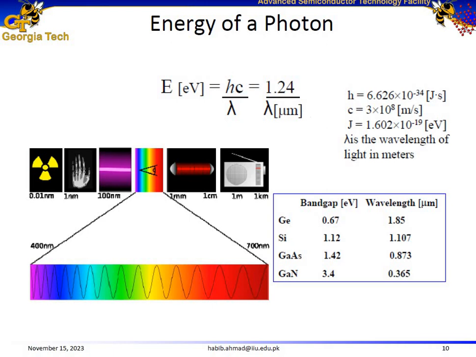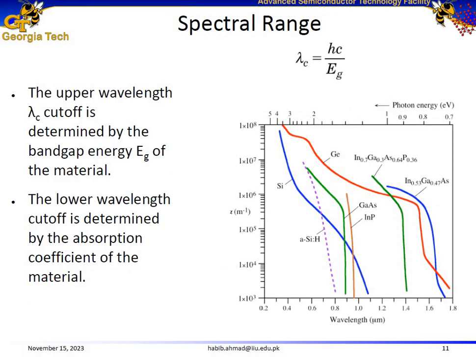There is also a lower cutoff wavelength for solar cells and photodetectors. The lower cutoff wavelength can be determined using absorption coefficient. Now here is absorption coefficient on the vertical axis plotted versus wavelength for different semiconductors, for silicon, for germanium, for indium gallium arsenide, for gallium arsenide, the green curve for indium phosphide, and for so many other materials. Another parameter is absorption depth or penetration depth.